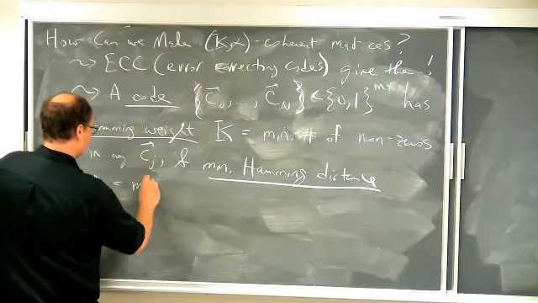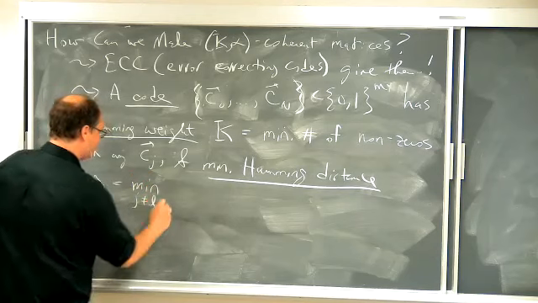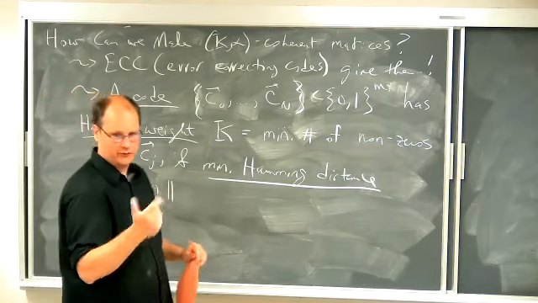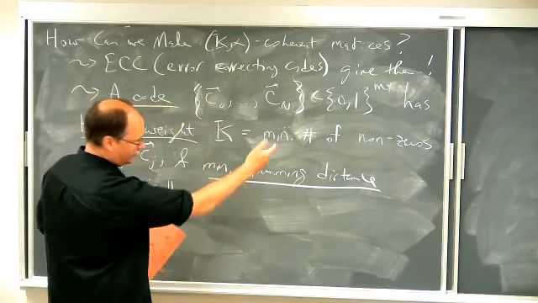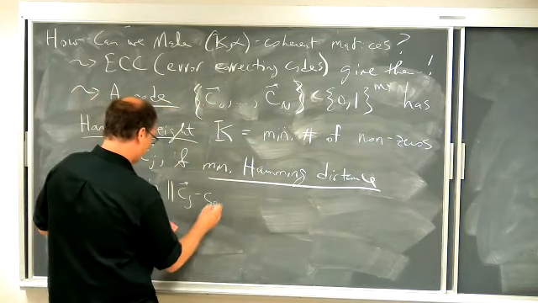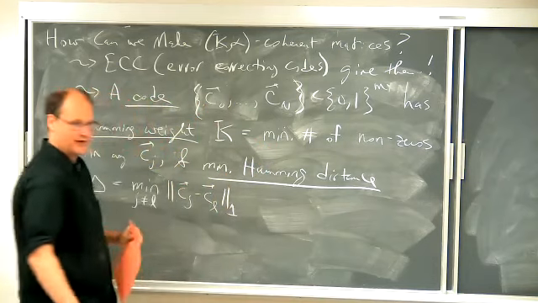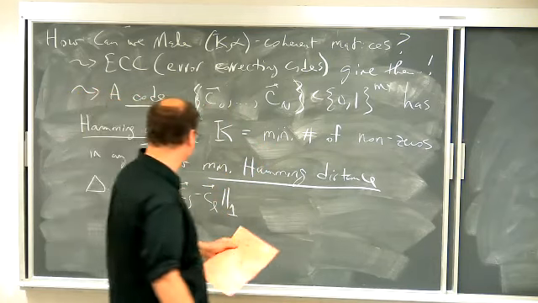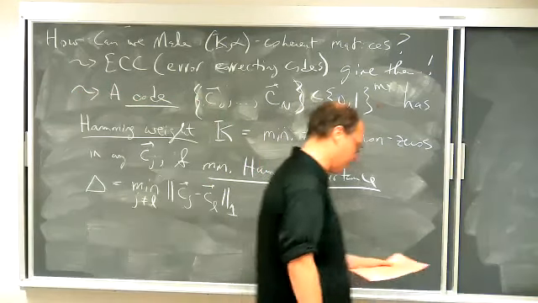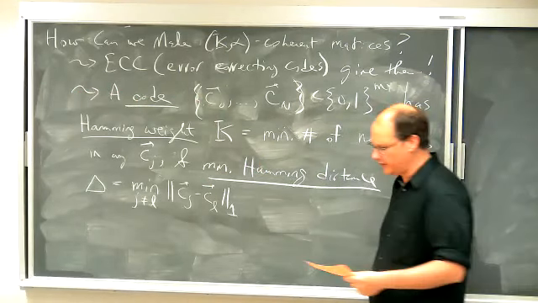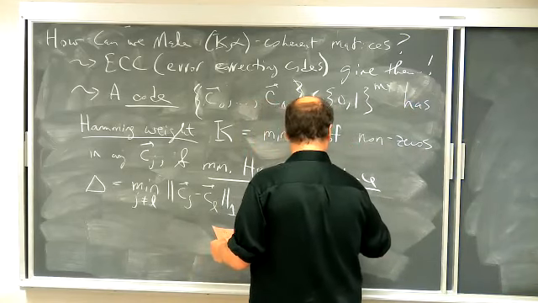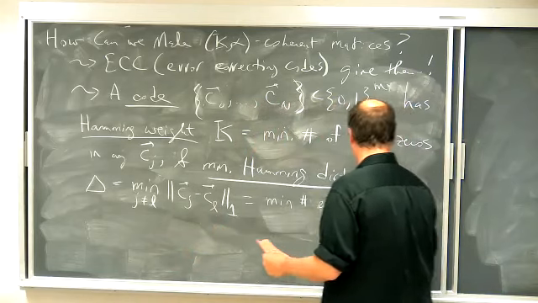It's going to be the minimum, for two different code words, so j not equal to l, of the number of positions where they disagree. And since these are codes over 0 and 1, that's just going to be the difference of these two guys in L1 norm, if you want to write it that way. So that's the number of places where these guys disagree. That's the Hamming distance. Bigger Hamming distance is a better code. Okay, so this is the minimum number of entries where any two code words disagree.